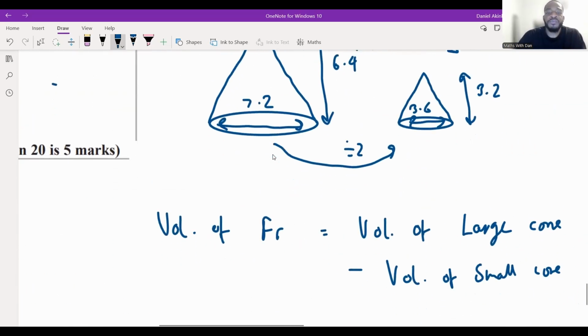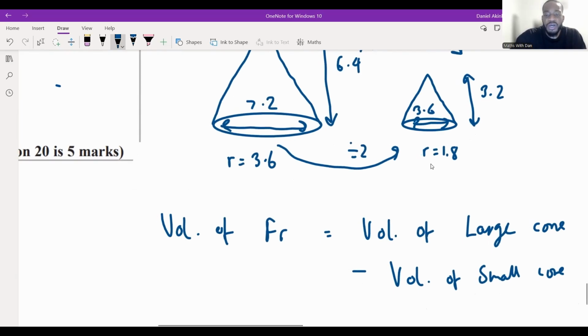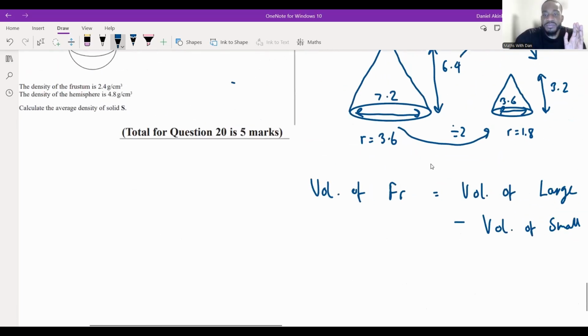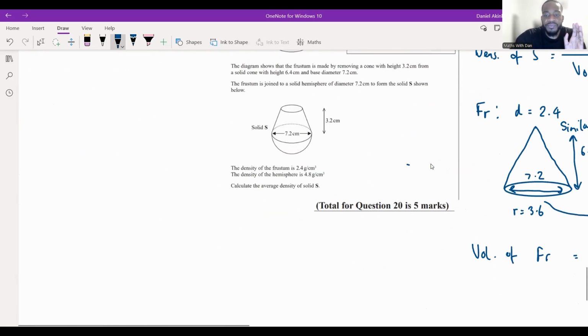So what I'm going to do is I'm actually just going to write the radii for each of these. 7.2 divided by 2 is going to be 3.6, right? 3.6 divided by 2 is going to be 1.8. And then I'm going to use that in the formula. Are we happy with that, guys? Make sense? All good? Yeah.